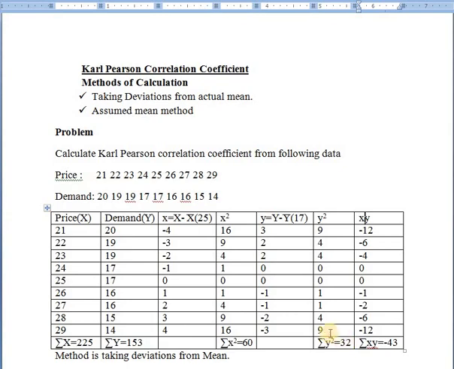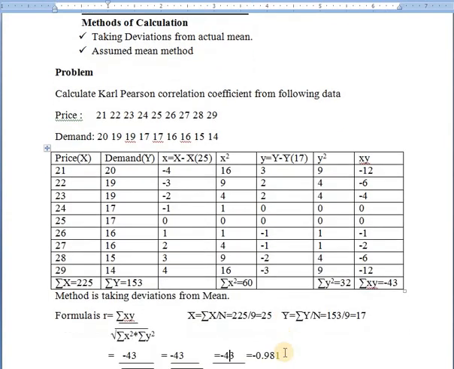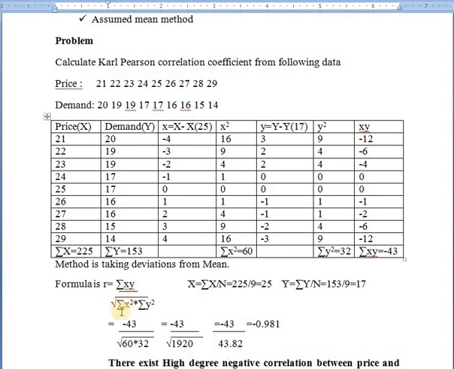We need to substitute these values in the formula. Here the formula is summation xy divided by square root of summation x square into summation y square. Summation xy, total of product of x and y, is minus 43 divided by square root of summation x square, which is 60, into summation y square, which is 32. So 60 into 32 is 1920. Minus 43 divided by square root of 1920, which is 43.82. So minus 43 divided by 43.82 is minus 0.981.